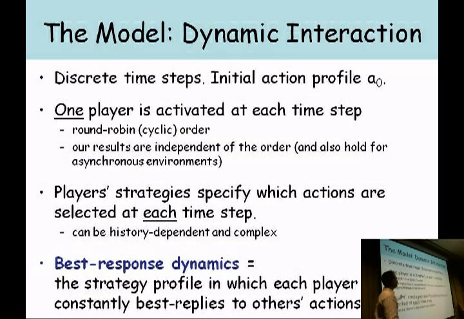Now, player strategies in this game specify what they do at each and every time step when they're activated. And that could depend on the history. It could be complex. It could be anything. The point is that repeated best response is just one thing you could do here. Repeated best response is the strategy in this game where you repeatedly best respond, right? Where every time I just look at the current actions and I do the best thing for me now. I behave greedily. And best response dynamics is the strategy profile in which everyone repeatedly best responds.